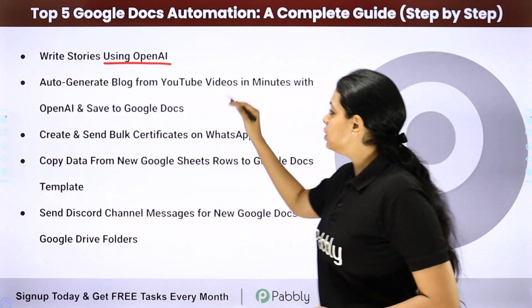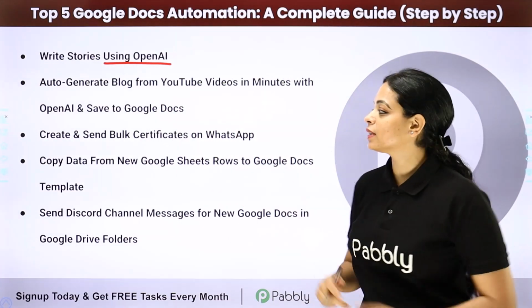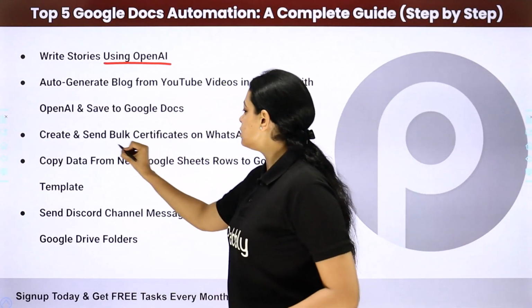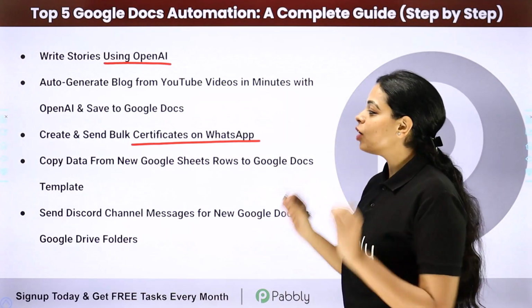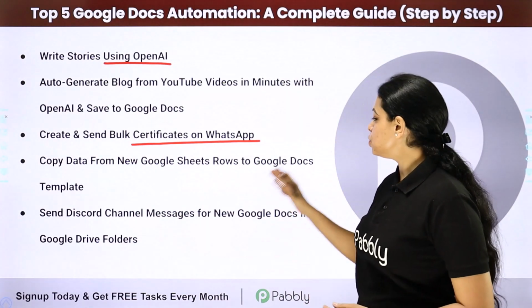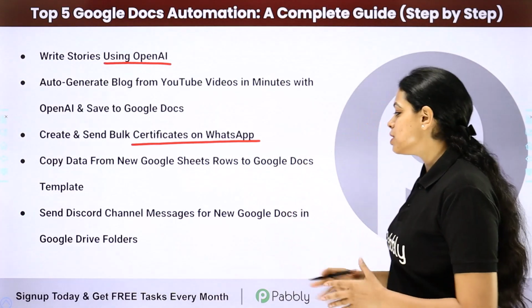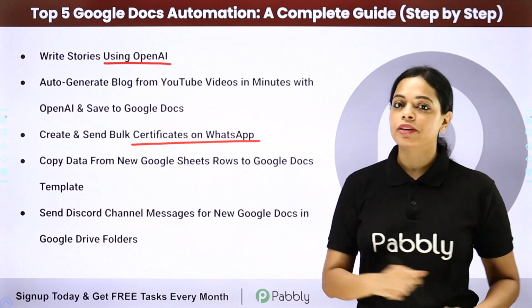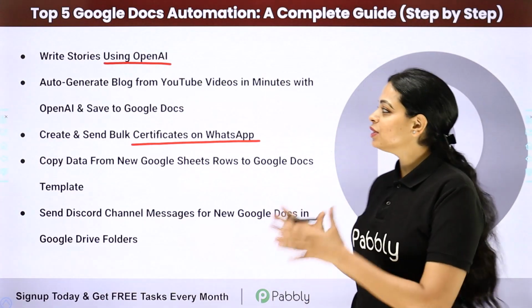Auto-generate blog from YouTube videos in minutes with OpenAI and save to Google Docs. Create and send bulk certificates on WhatsApp. Your work is definitely made easy here. Copy data from new Google Sheet rows to a Google Docs template, and send Discord channel messages for new Google Docs in Google Drive folders. Now all these integrations are very helpful, but this is not it.